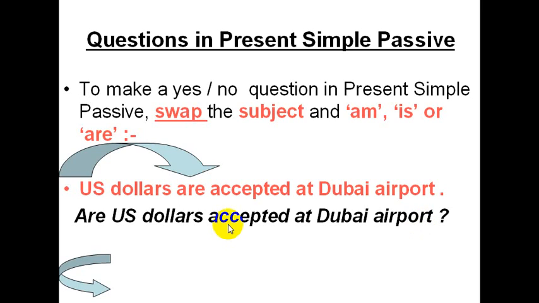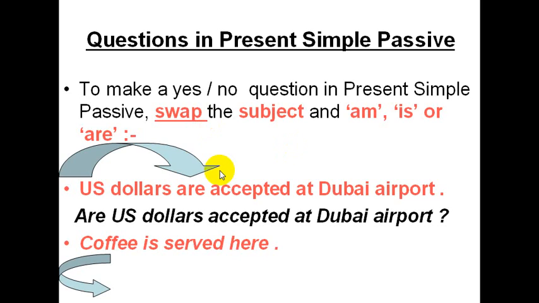Coffee is served here. This is a passive sentence. Once again, I want to make a yes/no question. Remember, I should swap the subject and verb to be: am, is, or are. Okay, define the subject here. Coffee is the subject, followed by verb to be.